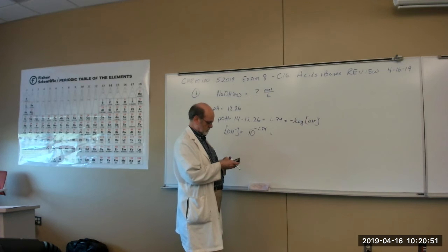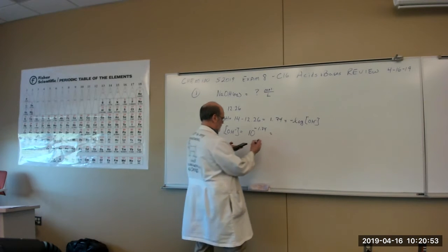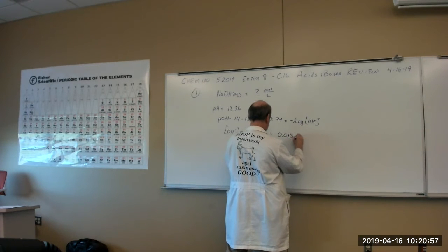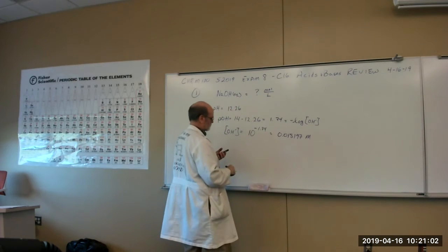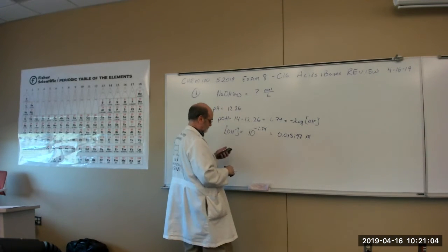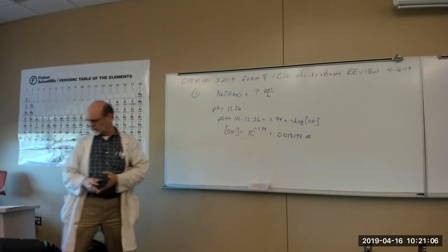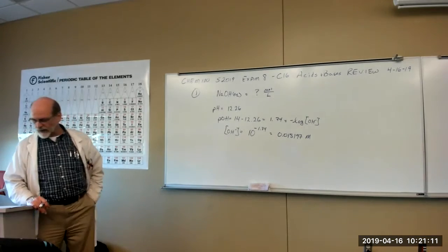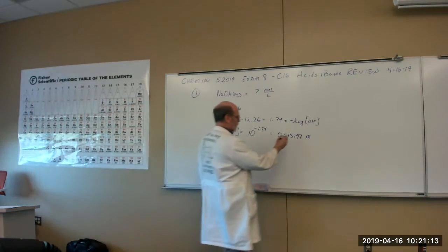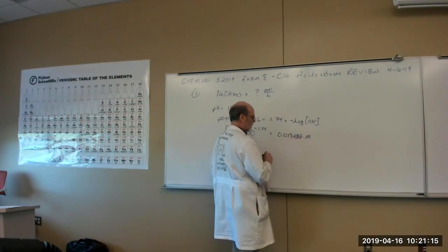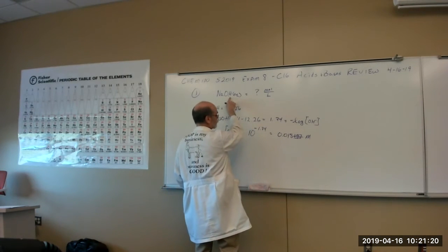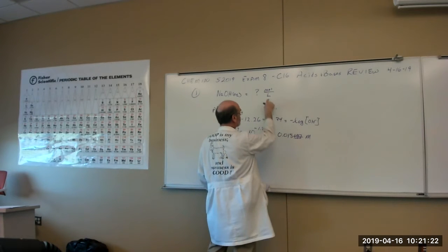There it is. Yeah, so I get 0.018197 molar. Well, that's the answer, isn't it? Now round it off. So we rounded it off there. So that's how many moles of hydroxyl we need in 1 liter.